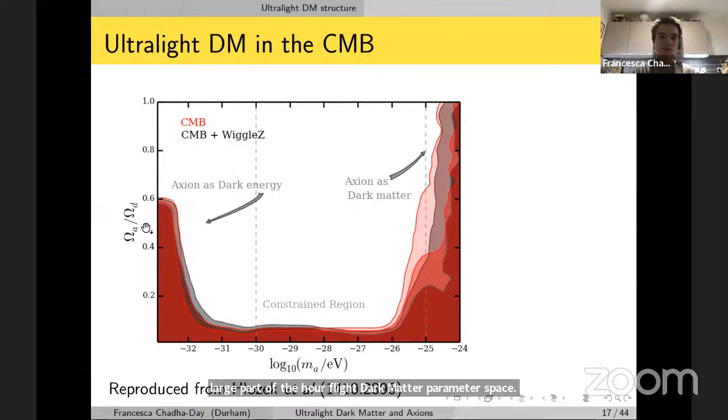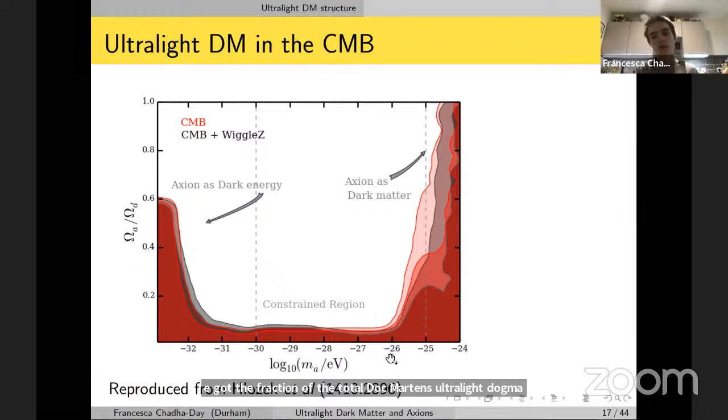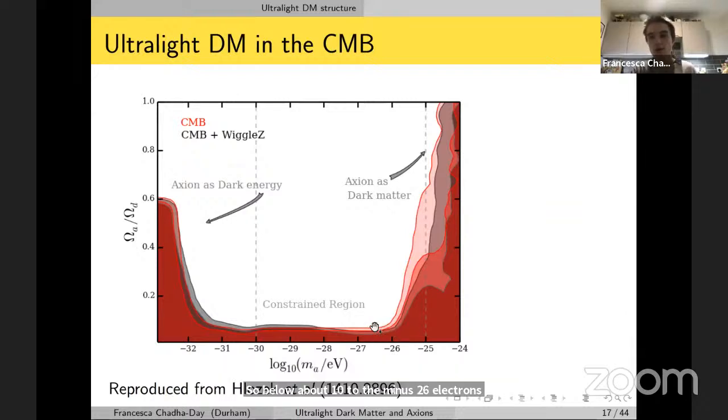Here, these red bits are the allowed region in different models. We've got log to the base 10 of the dark matter mass in electron volts on the x-axis. And on the y-axis, we've got the fraction of the total dark matter that this ultralight dark matter is making up. So below about 10 to the minus 26 electron volts, we can only have ultralight dark matter making up about 0.1 or so of the total dark matter density in the universe.